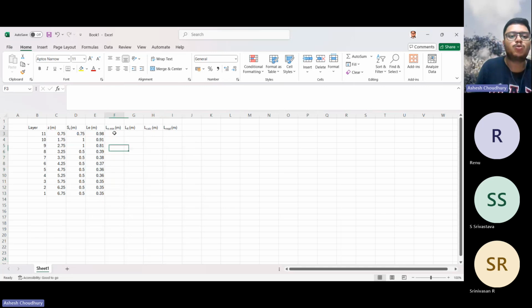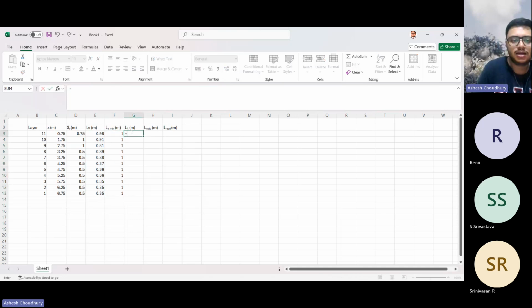So what was the LE minimum that we need to have? What is the minimum length? Minimum length should be 1, right? Minimum length is 1. Okay, so if LE is greater than LE minimum, then we will take LE. But if LE is less than LE minimum, we need to take the minimum, that is 1. Right? Done.